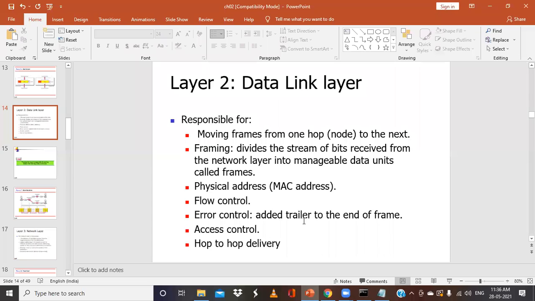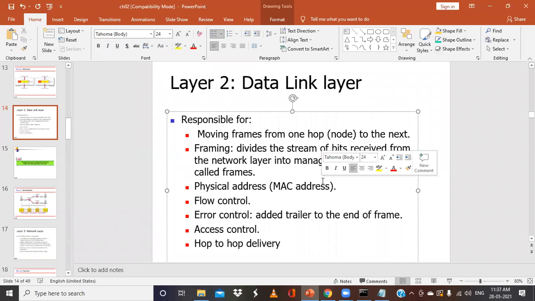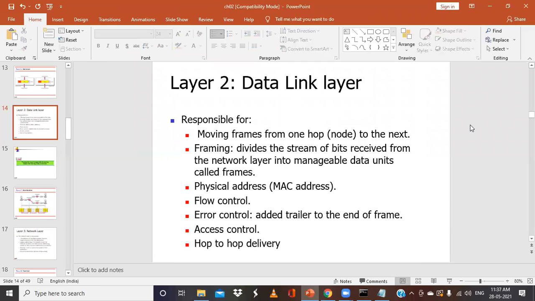So these are the basic responsibilities of the data link layer. Basically, the first one is moving frames from one hop to the other hop, and another important thing is framing: dividing the bits into smaller, manageable data units called frames. And then comes the physical address.